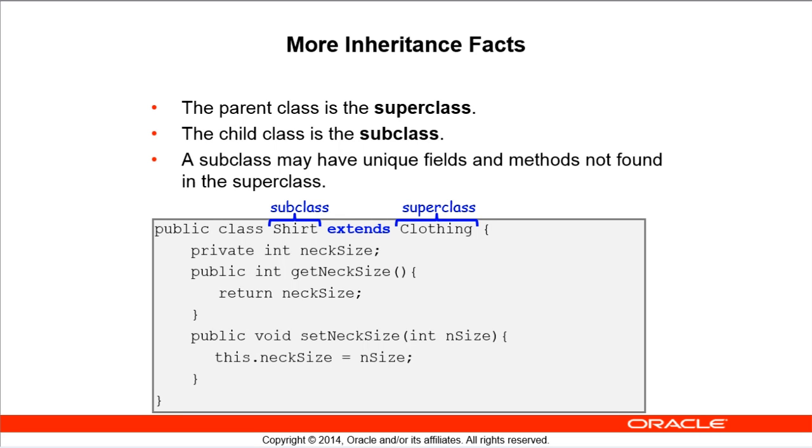Here are some more facts about inheritance. The parent class is the superclass, in this example, clothing. The child class is the subclass, in this example, shirt. And a subclass may have unique fields and methods not found in the superclass. The subclass not only has access to all of the public fields and methods of the superclass, but it can declare additional fields and methods that are specific to its own requirements.